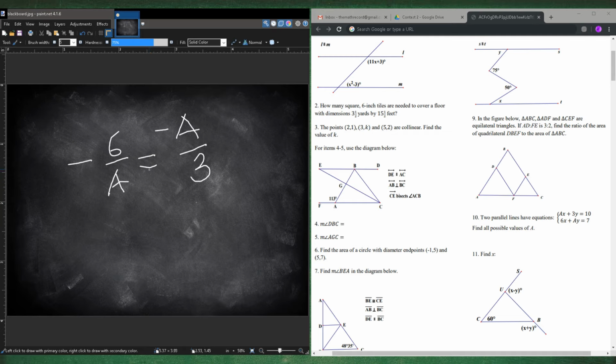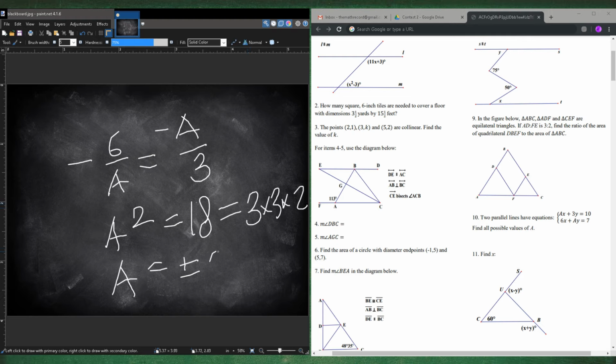Having that together, we cross multiply, so you get a squared is equal to 18. So a is equal to plus or minus the square root of 18. This is just 3 times 3 times 2. So this would be plus or minus 3 square root 2.